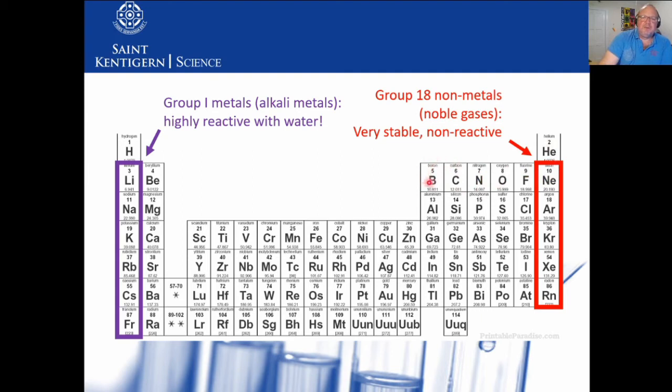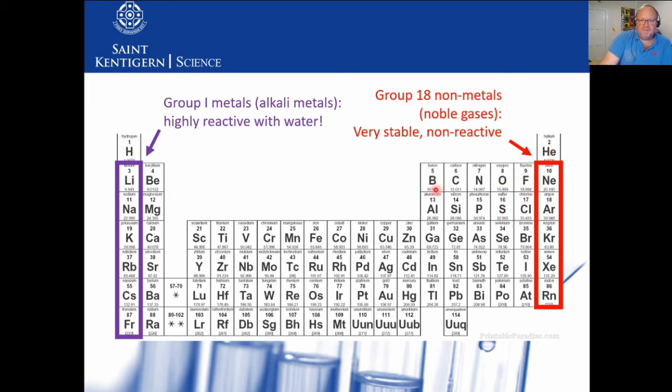Now, when you look at number 13, how many valence electrons? 3. 14, how many valence electrons? 4. 15, how many valence electrons? 5. 16, how many valence electrons? 6. Easy. 17, how many valence electrons? 7. And 18, 8. Okay, so that's how we're going to remember that.